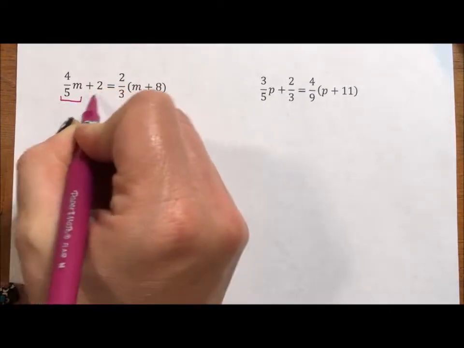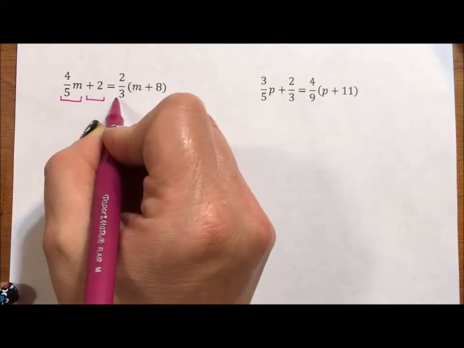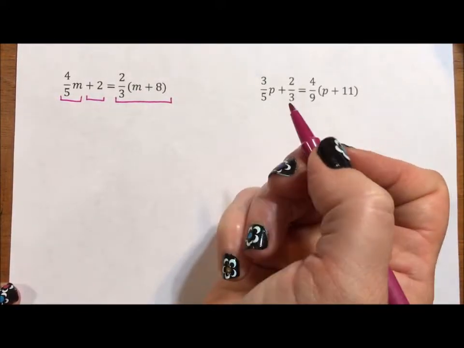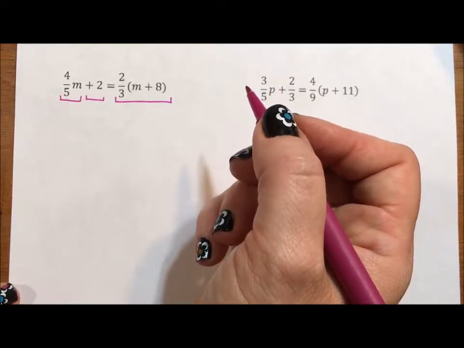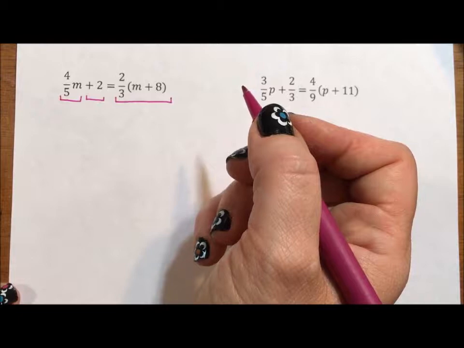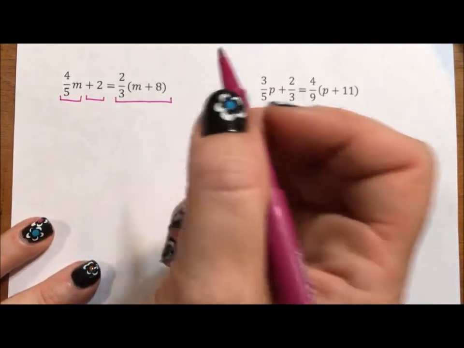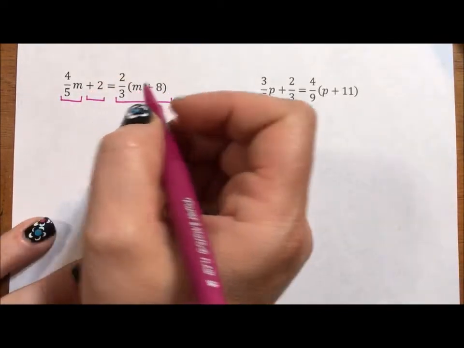4/5 m is a term, 2 is a term, and while we have parentheses over here, 2/3 times (m plus 8) is a single term. Parentheses force a term. Until you get rid of those parentheses, that is a single term. The reason we need to count our terms is that I want to multiply by my least common denominator to clear my fractions.